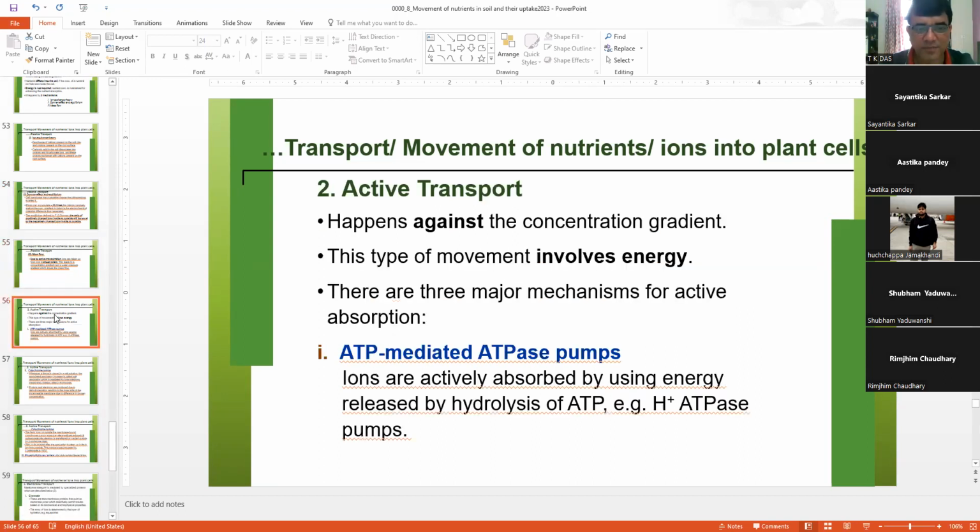Now, active transport. Transport means movement. It happens against the concentration gradient. This is opposite to diffusion. It happens against, not along, the concentration gradient. This type of movement involves energy. There are three major mechanisms for active absorption. How will the energy come? First, ATP-mediated ATPase pumps. Ions are actively absorbed by using energy released by hydrolysis of ATP, for example, hydrogen ion ATPase pumps.